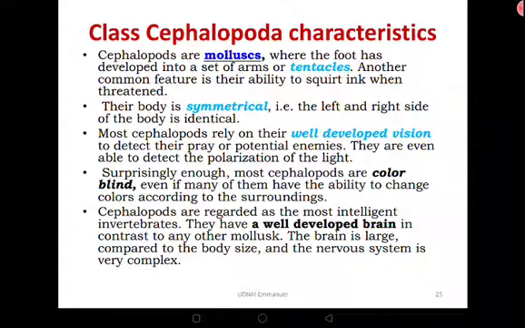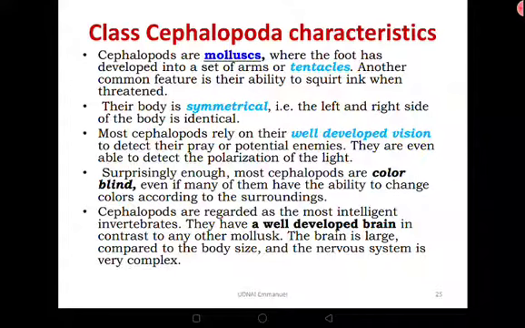Their body is symmetrical. They have symmetry depending on the number of tentacles they have. And then their left and the right sides are usually identical. Most of the cephalopods rely on their well-developed vision to detect their prey or potential enemies. They are even able to detect the polarization of light. Surprisingly, some of them are colorblind, even if many of them have the ability to change colors according to the surrounding.